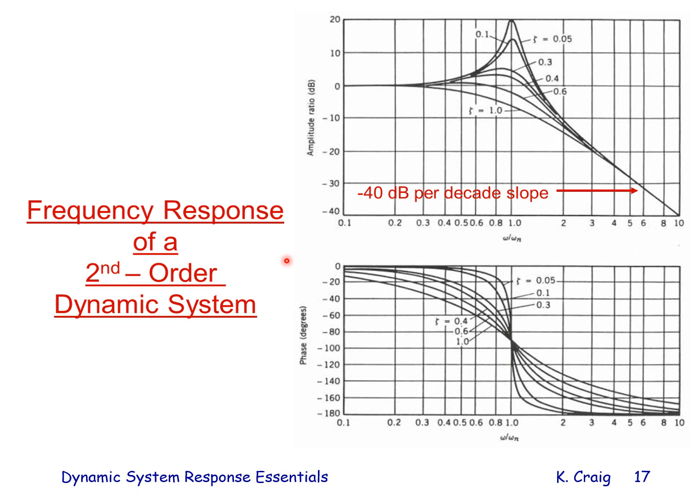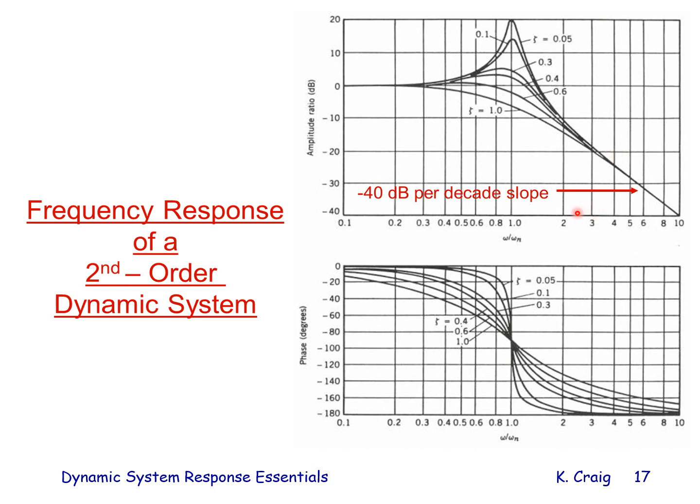Here's the frequency response of a second order dynamic system, again with the parameter being zeta. At low frequency, the amplitude ratio is 0 dB, or whatever the amplitude ratio happens to be. Here I show it as 0 dB. At high frequency, the slope is minus 40 dB per decade. And then depending on the value of zeta, I either get peaking behavior or I get simply a roll-off to this constant slope of minus 40 dB per decade.